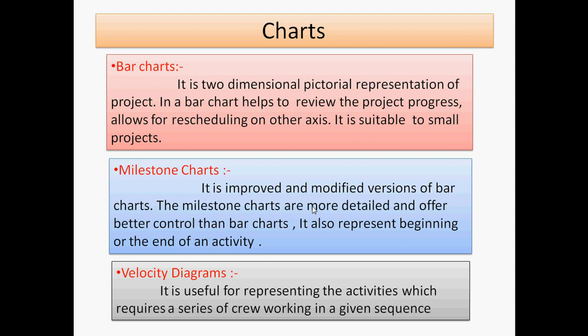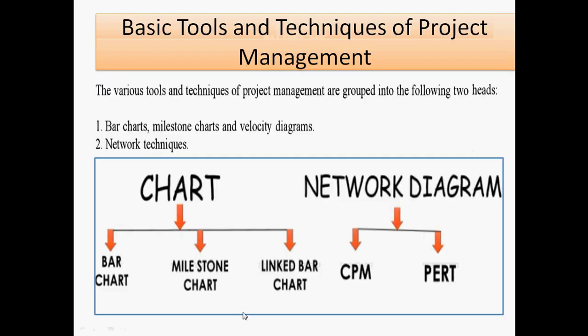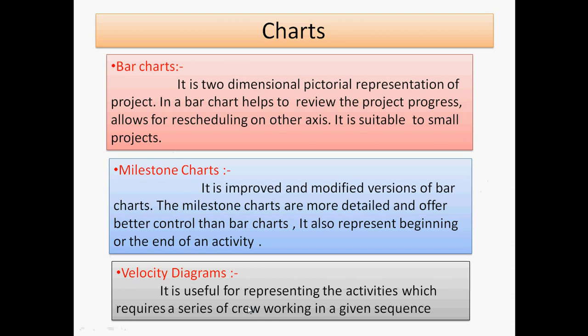Then the next chart is the milestone chart. What is meant by a milestone chart? It is nothing but a modified version of the bar chart. It also represents the beginning to end of the activity, so that will make clear the project cost as well as project time. Is it clear? Sometimes it gives approximation values, so that's why it is not commonly used. The next chart is the velocity diagram, or you can say the linked bar chart. Here, if there is a series of accelerations, like assembly, then we can go for velocity diagrams.